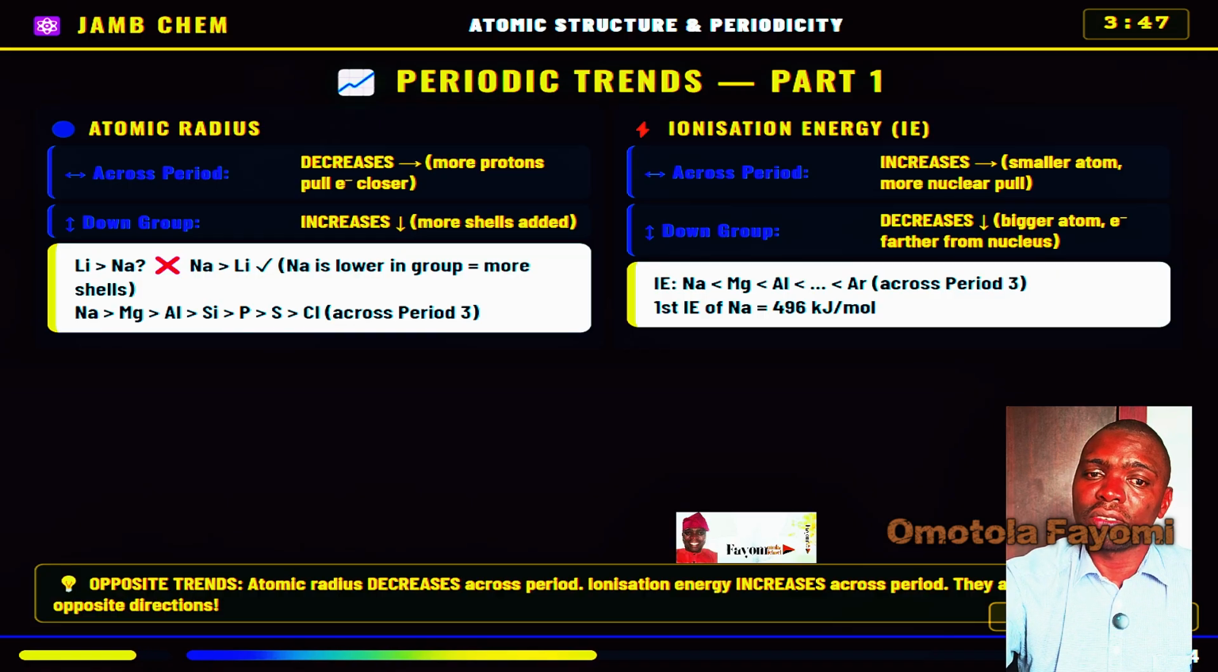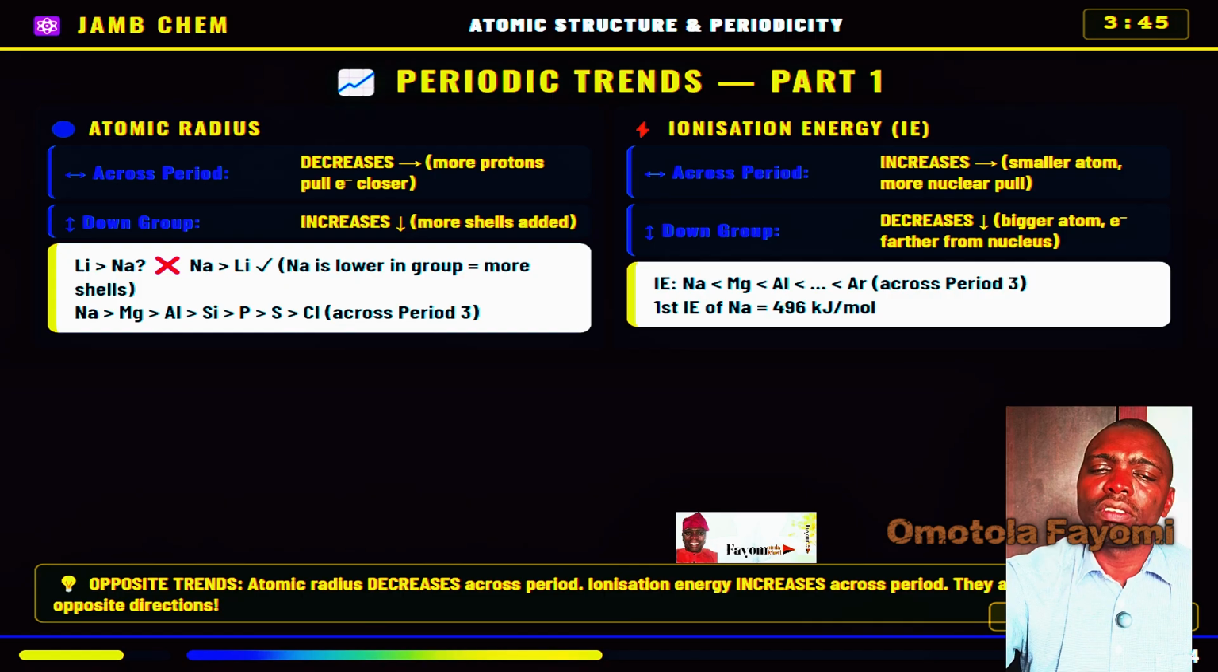Trend 1, atomic radius. Across a period from left to right, atomic radius decreases. Why? Because we are adding more protons to the nucleus without adding new shells. More nuclear charge pulls the electrons inward. The atom shrinks. Going down a group, atomic radius increases. Why? Because each new period adds a new electron shell. The atom gets larger. So sodium is larger than chlorine, same period, sodium is to the left. But sodium is smaller than potassium, same group, potassium is lower.